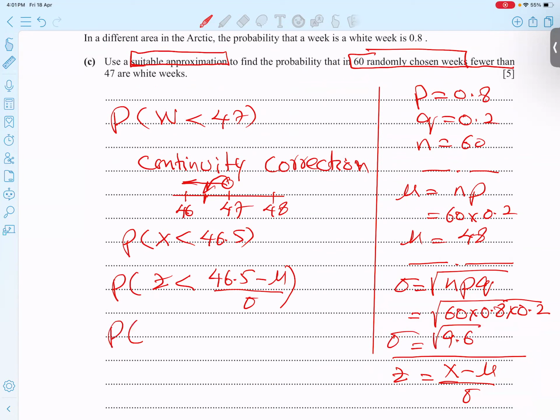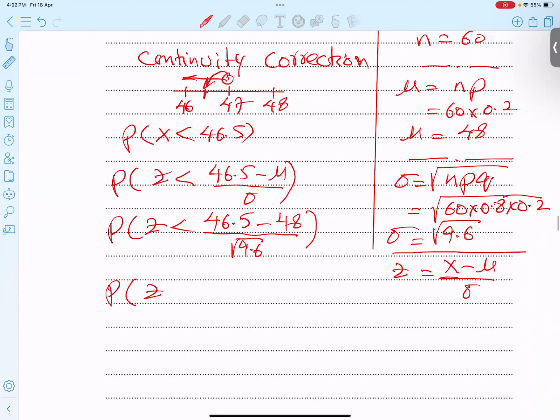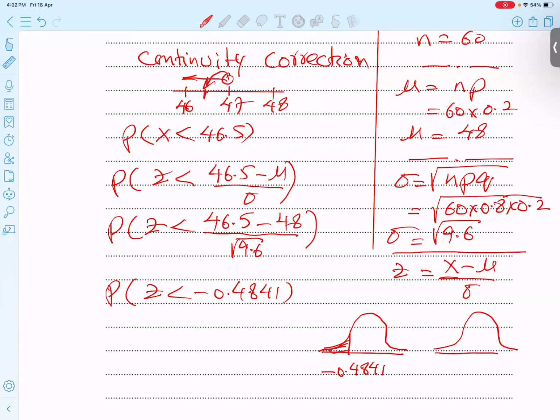Okay, so I'm going to plug in now. Z is less than 46.5 minus 48, the mean, over the deviation, root of 9.6. If I type 46.5 minus 48 over root 9.6 in the calculator, students, it gives us negative 0.4841. And students, since this value is negative, it always comes on the left side, lesser means this portion. Do you know, students, I have to make the same bell shape here.